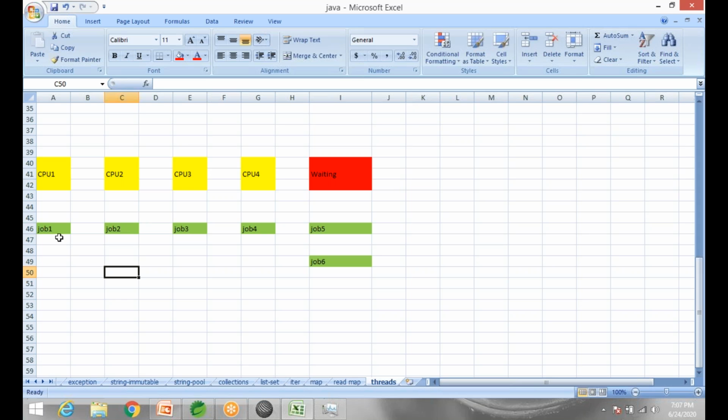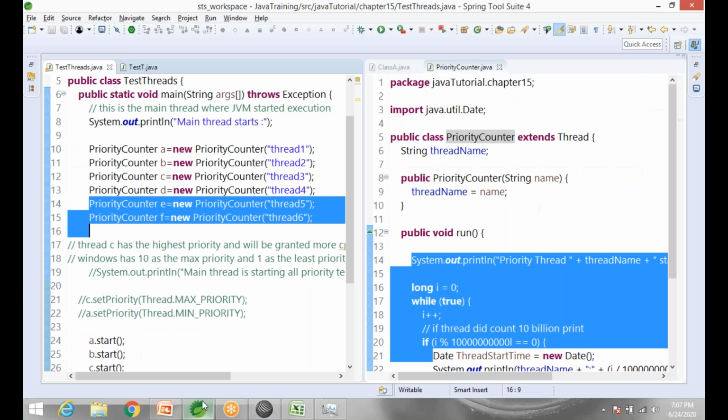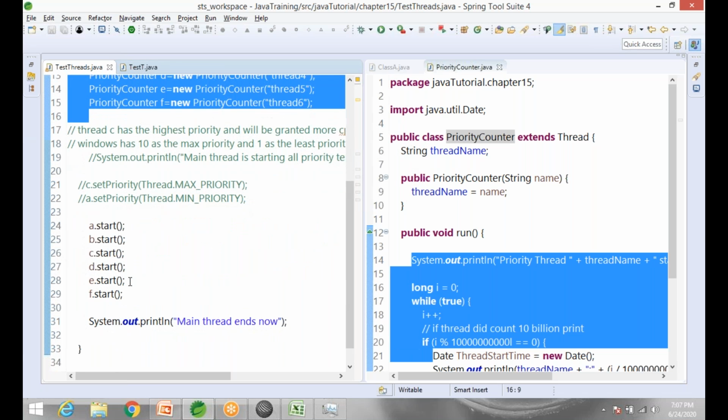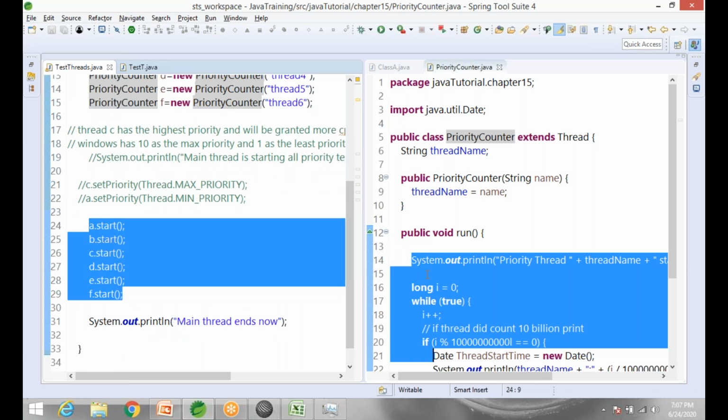Okay, so the first job is being handled by CPU 1, the second by CPU 2, by CPU 3, by CPU 4. I have 4 CPUs in my laptop, but I started 6 jobs, and they are all counting to 10 billion.